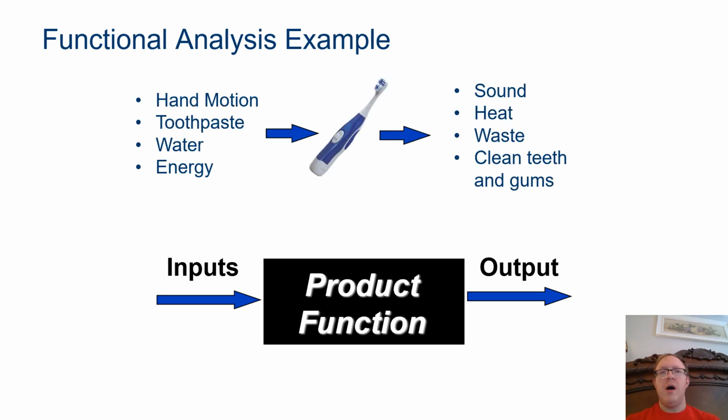That's fine for now. So for the toothbrush, your inputs, you can move your hand, you can use toothpaste, water, energy, you can touch the button. What does the toothbrush do? It makes sound, it makes heat. Waste, I guess toothpaste waste. Sure, dirty toothpaste or whatever. And it cleans teeth and gums.